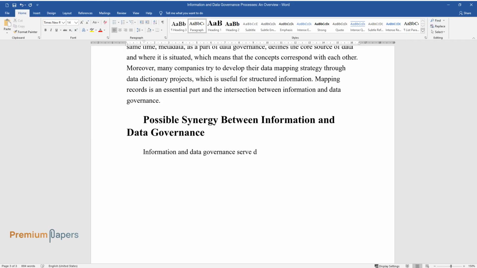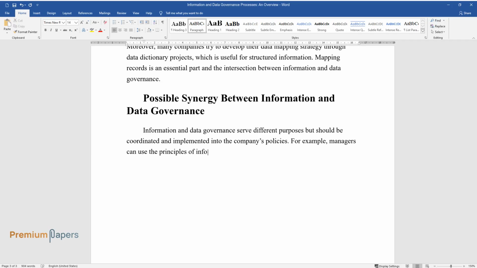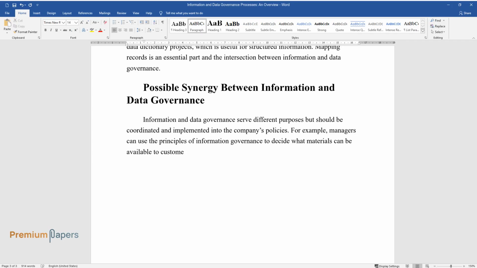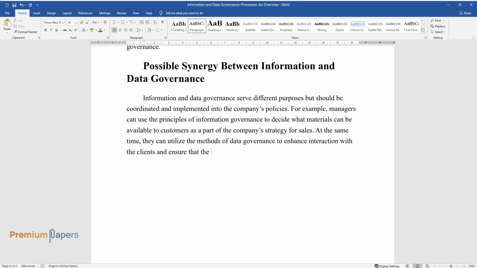Information and data governance serve different purposes but should be coordinated and implemented into the company's policies. For example, managers can use the principles of information governance to decide what materials can be available to customers as a part of the company's strategy for sales. At the same time, they can utilize the methods of data governance to enhance interaction with the clients and ensure that the records have income-generating potential.